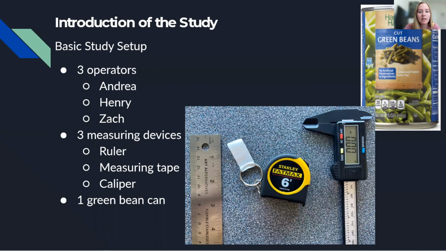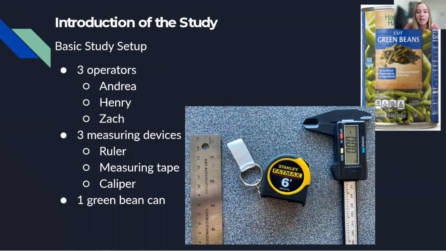So a little introduction to the study. Our study consisted of 3 operators. This is me, Henry, and Zach. And we measured a green bean can using 3 different measuring devices. This included a ruler, a measuring tape, and calipers. 3 measurements were taken for each separate measuring device, and our end goal or objective was to see if there's any variance between operator measurements or between measurement devices themselves.